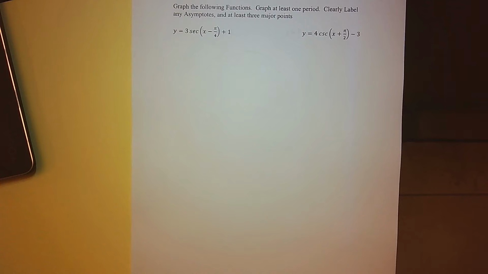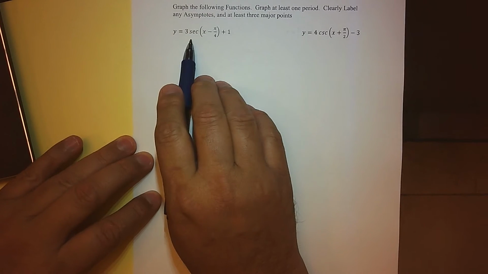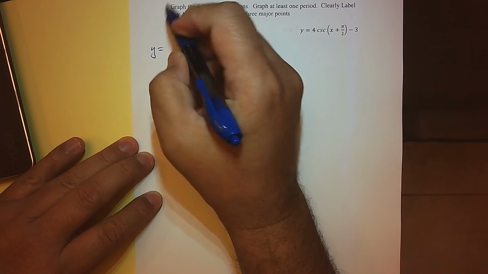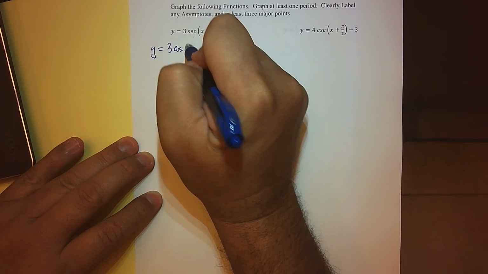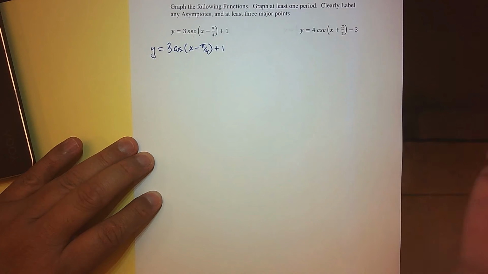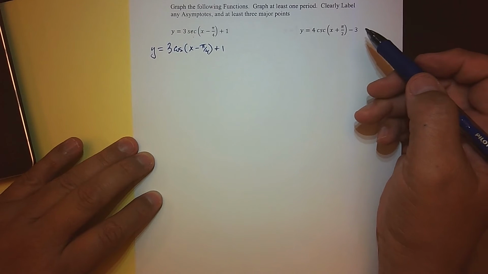So let's go ahead and take a look at, dare I say, some tougher examples. Again, rather than graphing secant outright, what I'm going to do is change this to its corresponding cosine. So this would be 3 cosine of x minus pi over 4, plus 1. All right, and we're going to analyze it using stuff earlier from chapter 4.